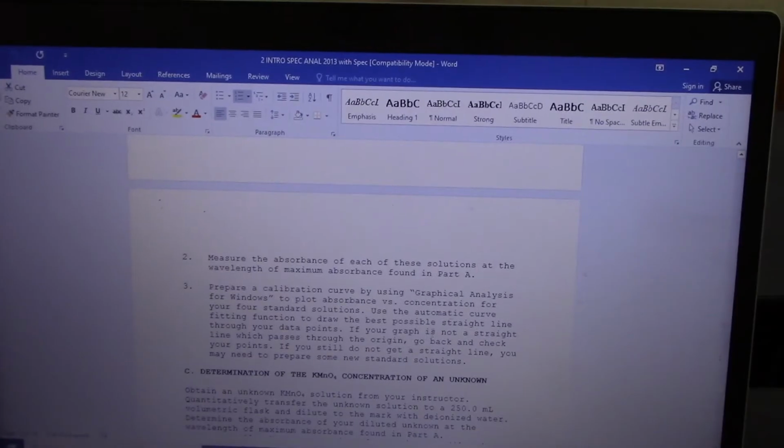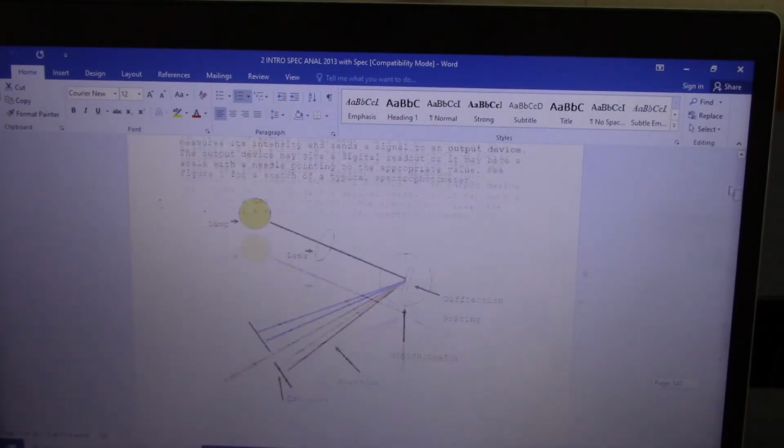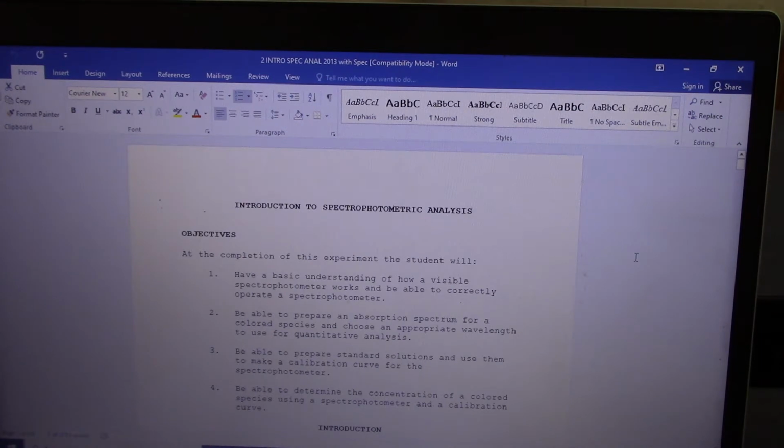Okay, so here's the lab that we're going to do now. It's called Introduction to Spectrophotometric Analysis. I will forward you the lab and what it's about, and you can read it on your own. What I'm going to do is do the setup and run the experiment and tell you what you need to record, and we'll be doing the graph and etc. We'll be using some new equipment as we go along as well.